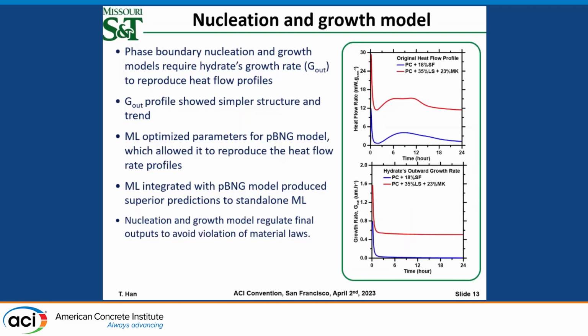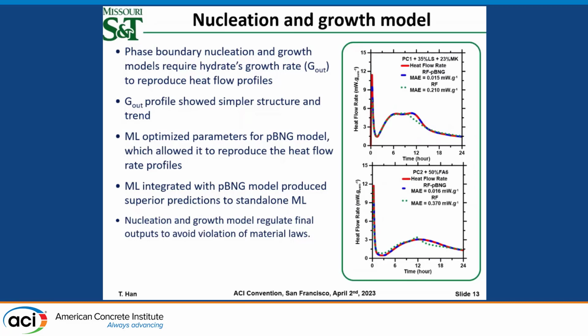But we can use a machine learning model to predict those profiles, to predict the growth rate of your hydrate. You can see the profile for the growth rate of hydrates is simpler than the heat flow rate profiles. No inflection point here, so the machine learning model can easily capture those simple trends. First we use the machine learning model to predict growth rate, and then we implement the growth rate into the nucleation and growth rate models to produce the final output.